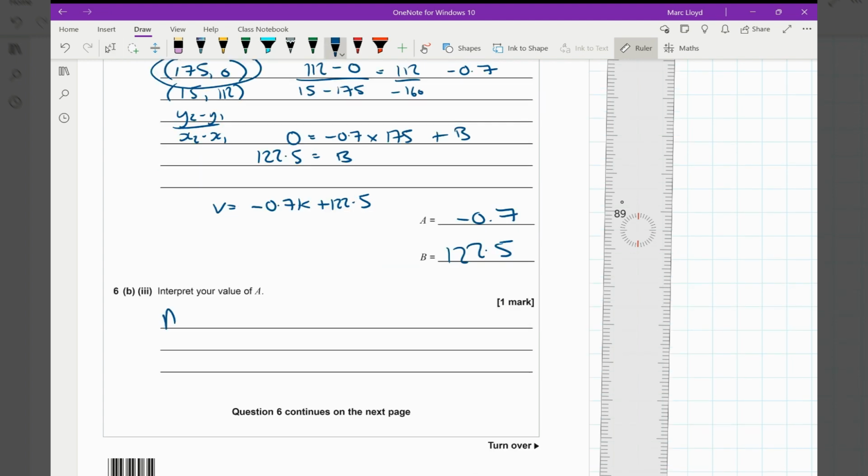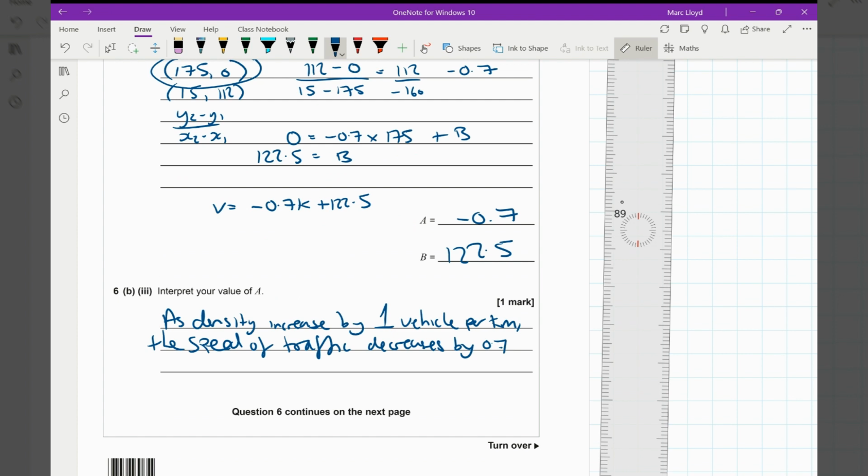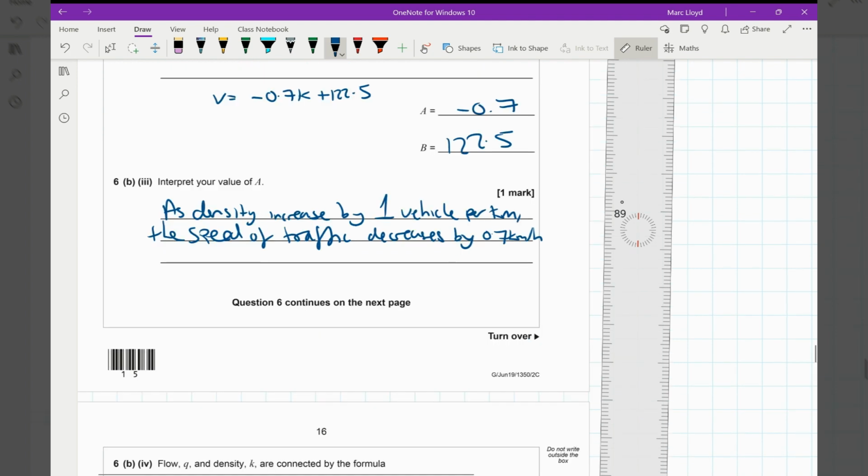Interpret your value of A. So as density increases by 1 vehicle per kilometre, the speed of traffic decreases by 0.7 kilometres per hour. So that is a contextual interpretation of the equation, turning that mess of algebra into something that everyone can understand. Well, as the density increases by 1, the average speed will go down by 0.7 kilometers per hour. Happy with that.